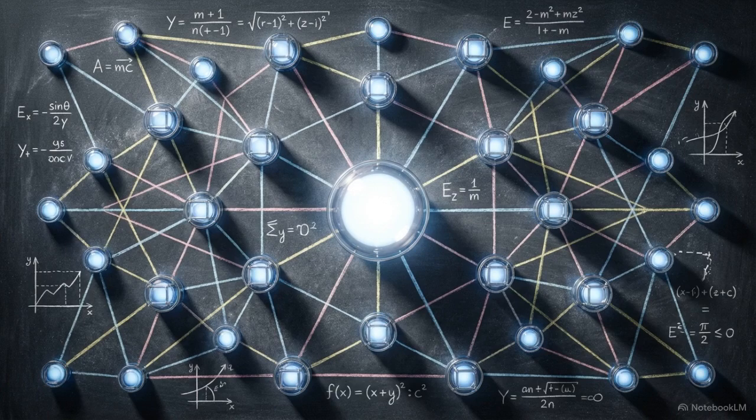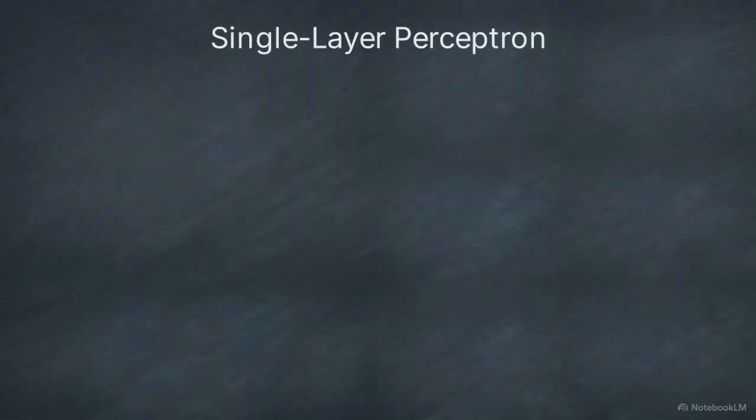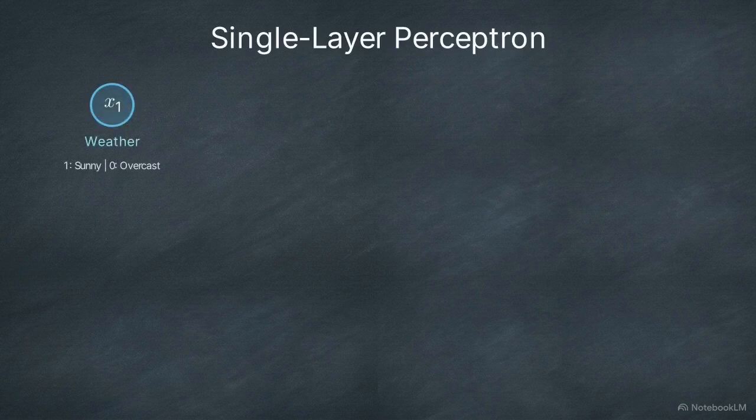and make decisions. This animated diagram outlines our perceptron's design. We start by defining two inputs. Input x1 is the weather, 1 for sunny and 0 for overcast. Input x2 is the distance to the park, 1 for close and 0 for far.